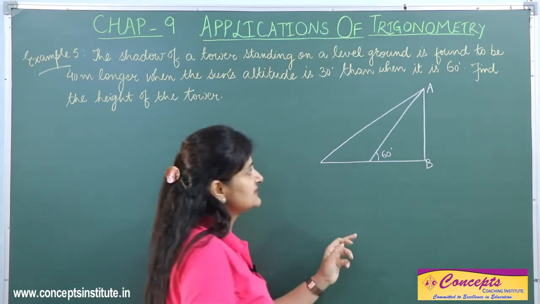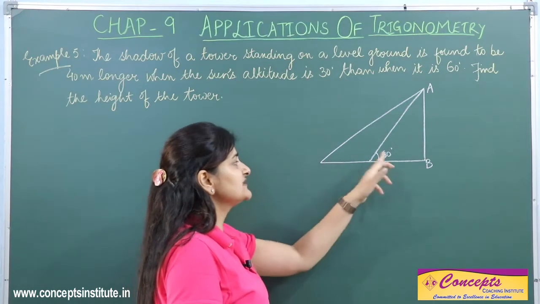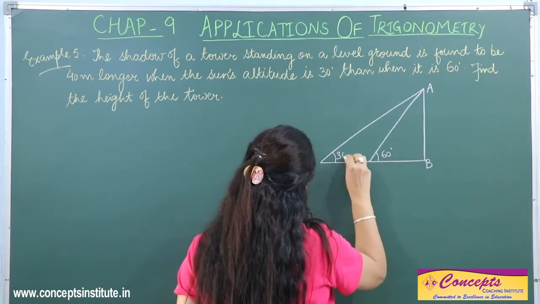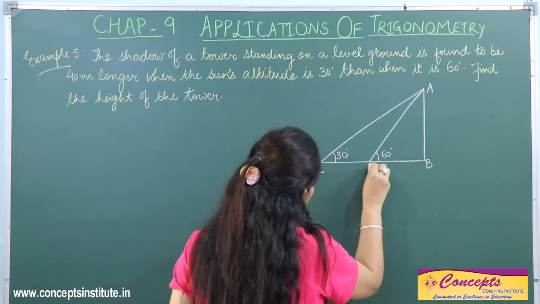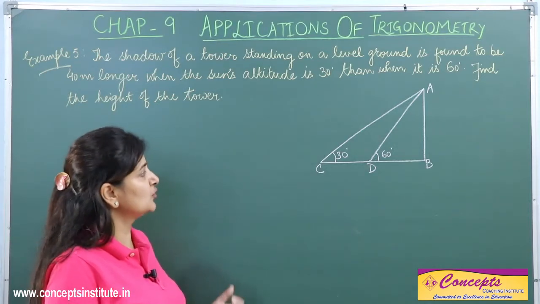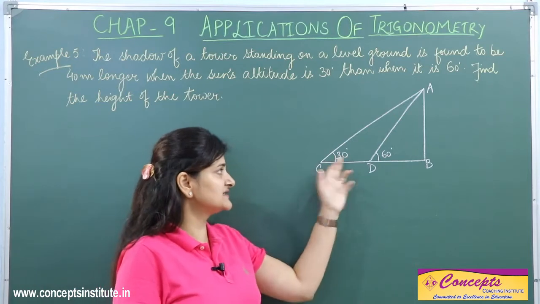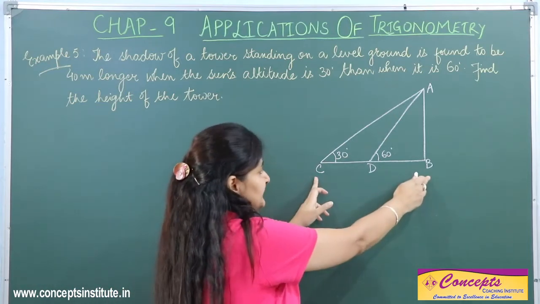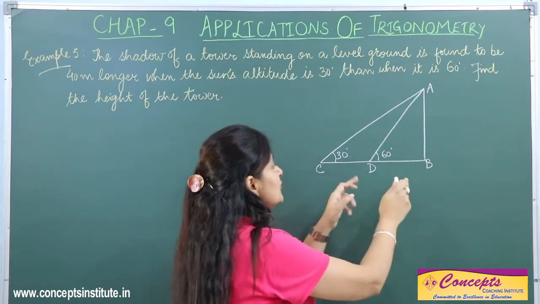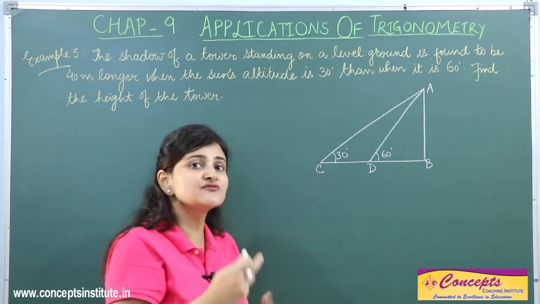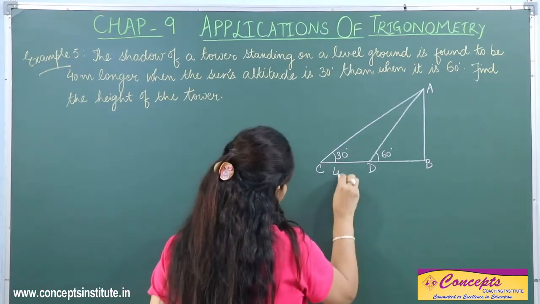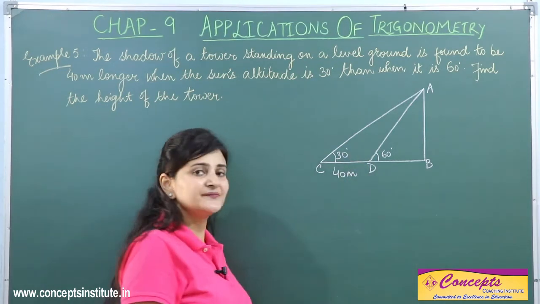So don't make this mistake. Sometimes students take this angle to be 60 and this to be 30, which gets the question wrong. So this angle is 30 degree. Let me just call these points as C and D. Now students, what is the length of the shadow when the angle of sun's rays is 30 degree? It is BC. And what is the length of the shadow when it is 60 degree? It is BD. So it is given that the shadow is 40 meters longer. So that means the distance CD is given to me as 40 meters, right?